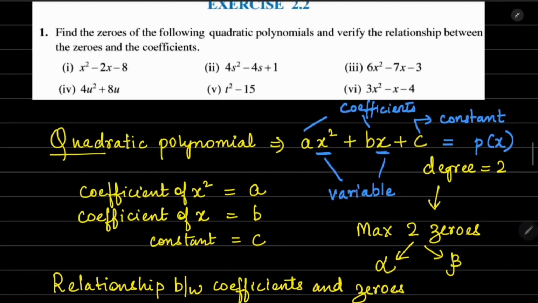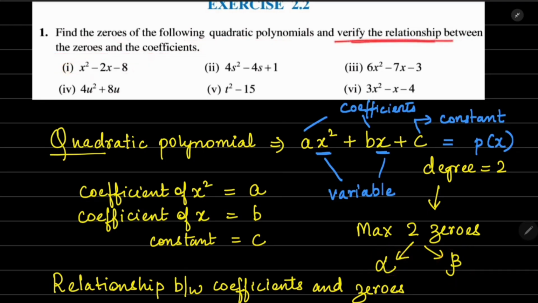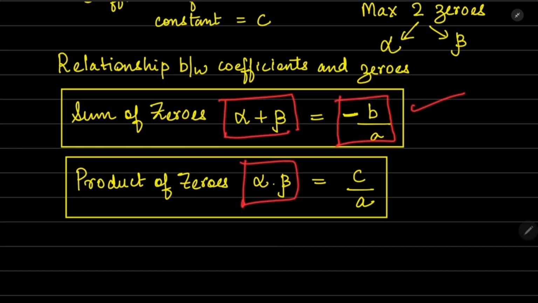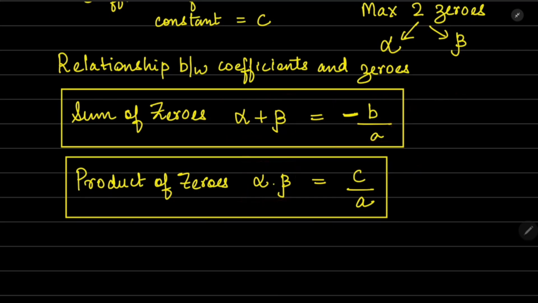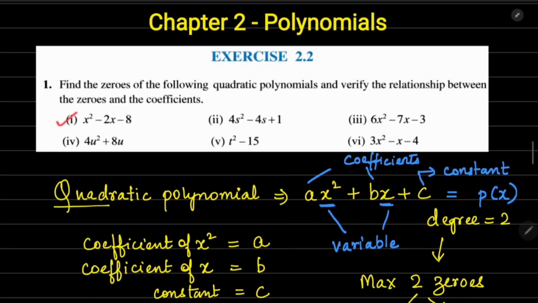See what is given here. Find the zeros of the quadratic polynomials and verify the relationship between the zeros and the coefficients. First of all we have to find the zeros, that is alpha and beta, and then we also have to verify whether alpha plus beta is really equal to minus b by a, whether alpha into beta is equal to c by a. We have to verify and we have to show. So let us do the first question.